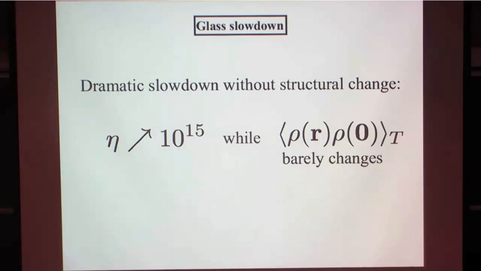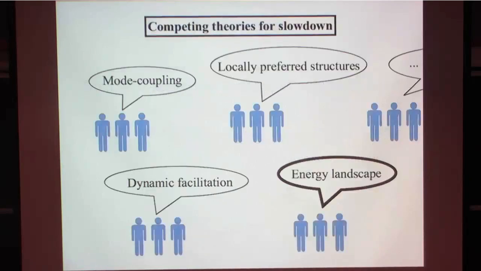So to summarize what I have discussed, Glassy slowdown is the following thing. It's a dramatic slowdown as you cool down the temperature without having any structural changes. For example, if you look at the two-point function of density, it doesn't change at all. This question has been unsolved for 70 years or more. Many people have proposed many theories, like mode coupling, locally preferred structures, dynamic facilitation, and energy landscape. I'm going to be focusing on the energy landscape because that's what I believe in, and also this is the theme of the conference.